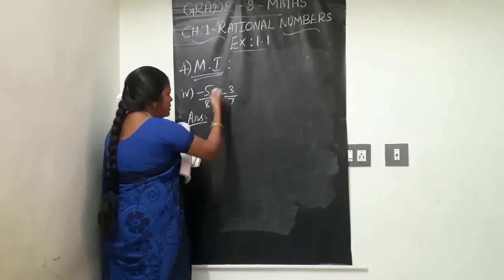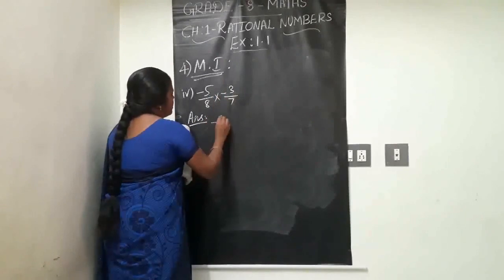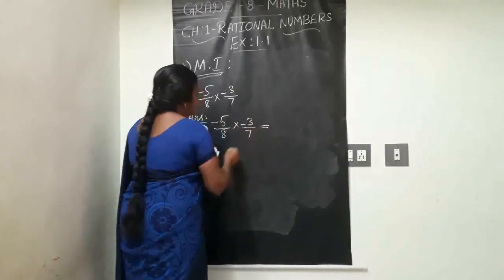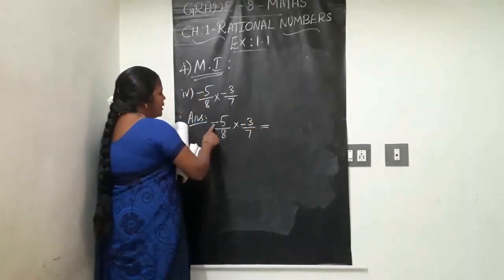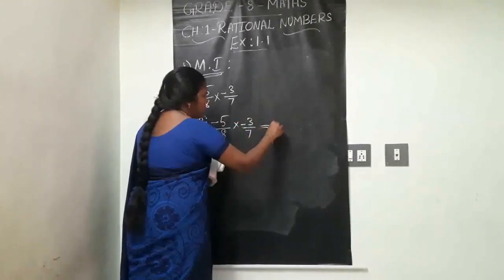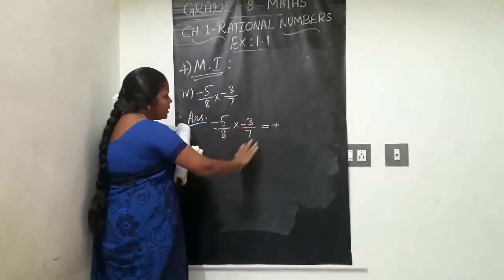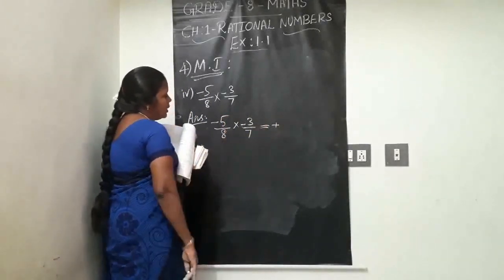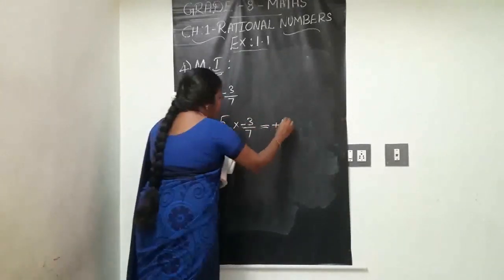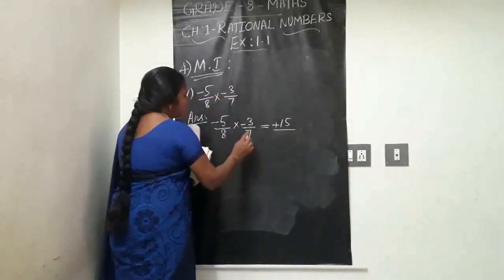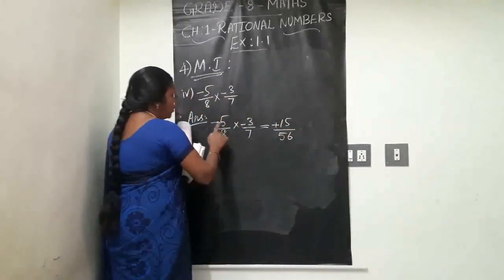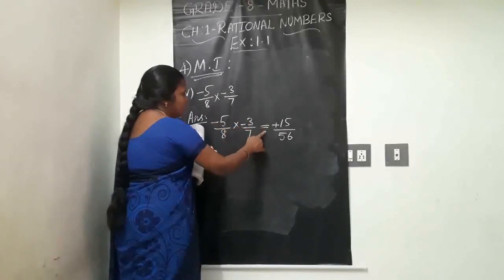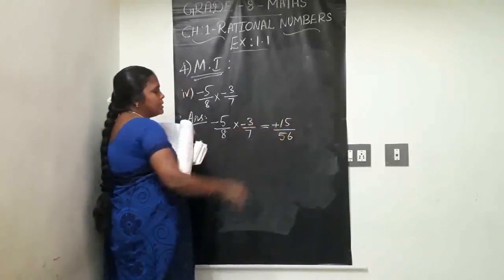That means multiply these two rationals. Minus 5 by 8 into minus 3 by 7. First simplify the signs. Minus into minus, what comes? Plus only. Is any possibility there to simplify the numbers? No. So we have to multiply only. 5 into 3, 15 by 8 sevens are 56. So minus 5 by 8 into minus 3 by 7 is equal to plus 15 by 56.